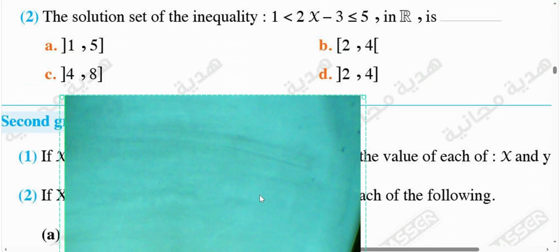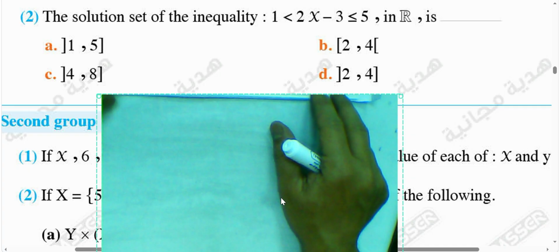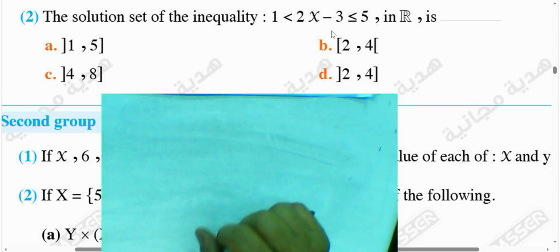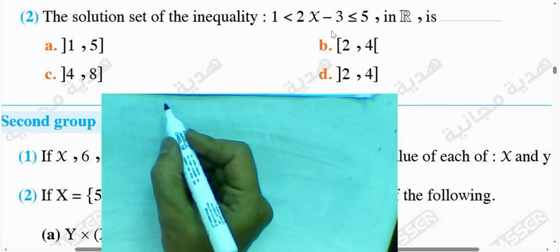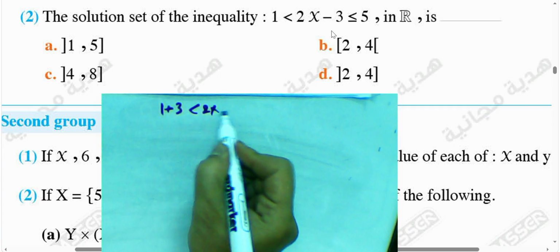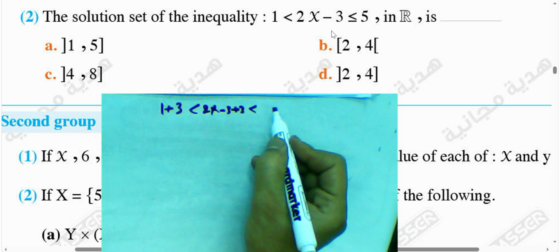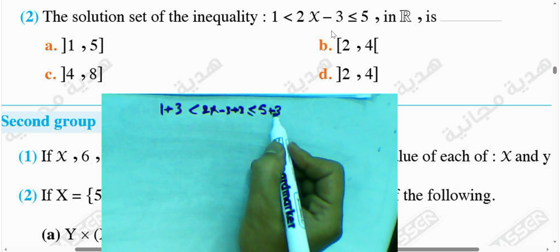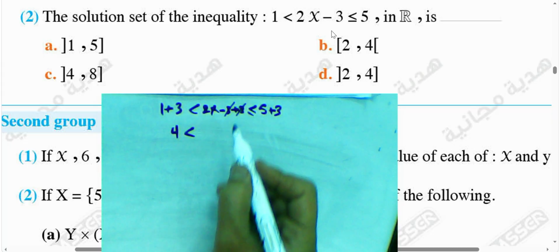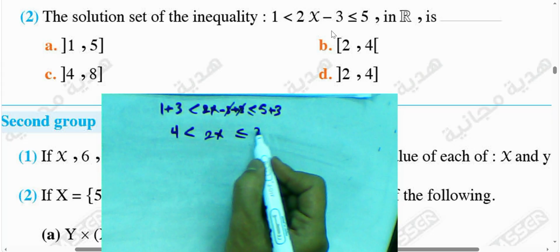Solution set of the inequality 1 less than 2x minus 3 less than or equal to 5. You must solve this inequality by properties first. Cancel -3 by adding 3, the additive inverse of -3, to all three parts, like this: 1 plus 3 less than 2x minus 3 plus 3 less than or equal to 5 plus 3. Okay, 1 plus 3 is 4, 2x minus 3 cancels by 3, right? 2x less than or equal to 8.